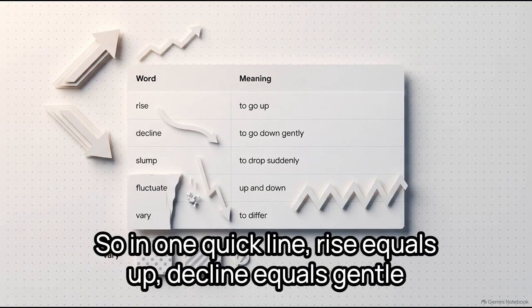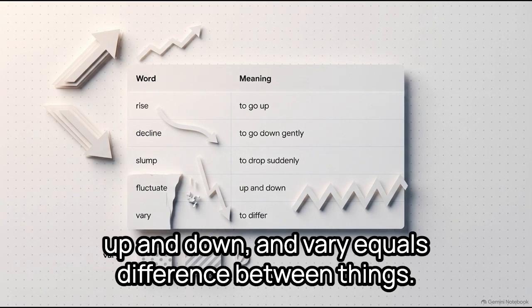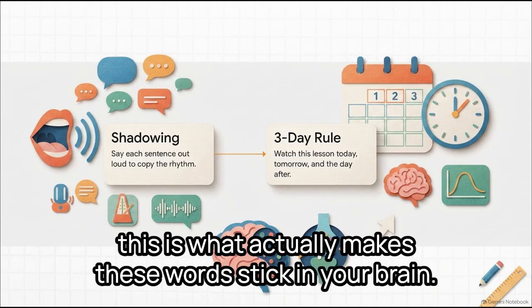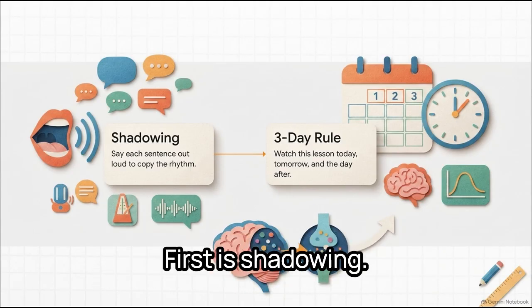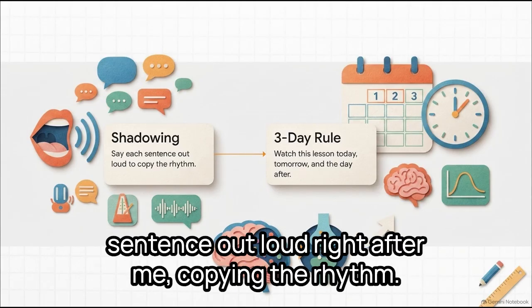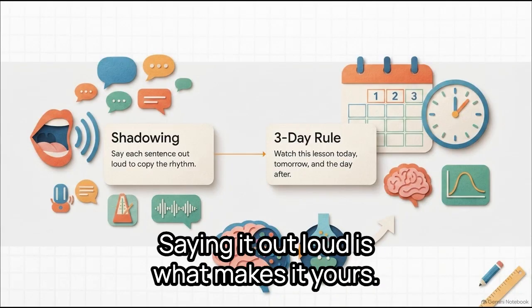So in one quick line, rise equals up, decline equals gentle down, slump equals sharp sudden fall, fluctuate equals up and down, and vary equals differs between things. Before you go, I want to give you 2 quick things, because this is what actually makes these words stick in your brain. First is shadowing. Go back through that review list we just did and say each sentence out loud, right after me, copying the rhythm. Reading silently just builds mute English, right? Saying it out loud is what makes it yours.